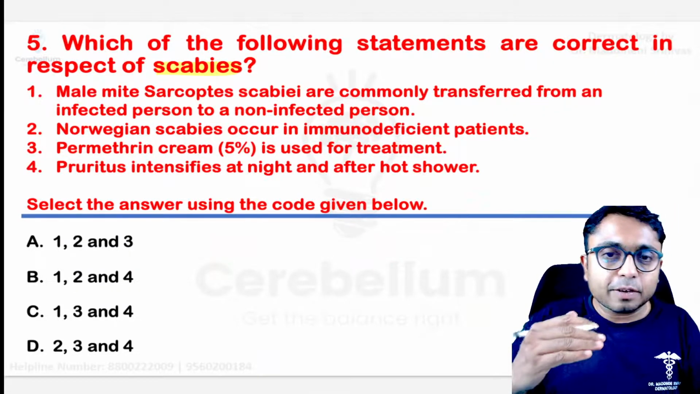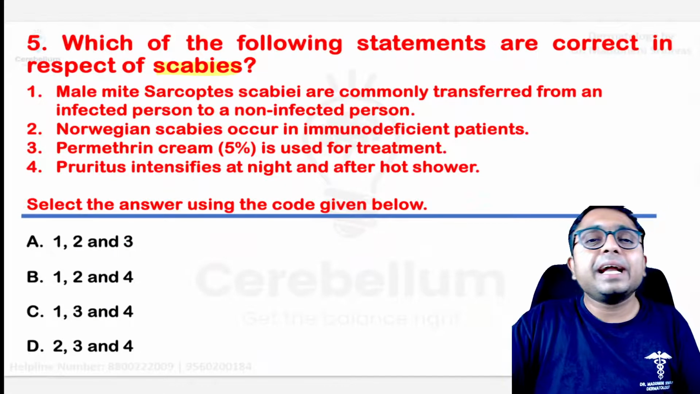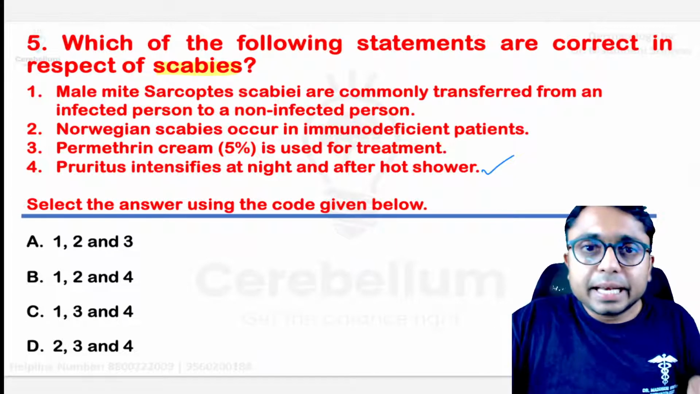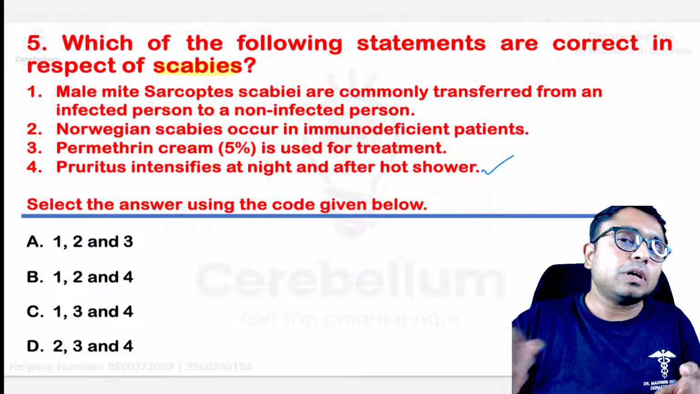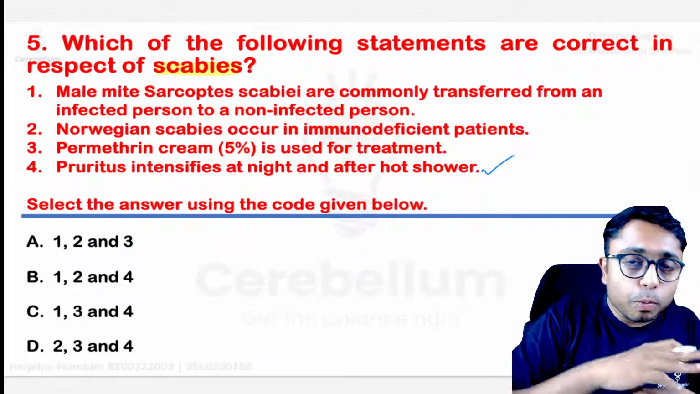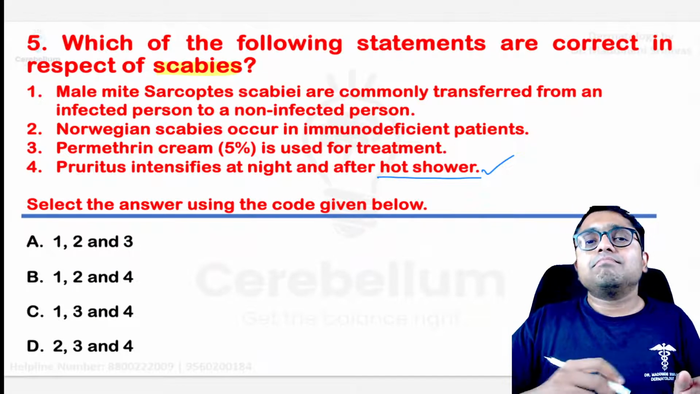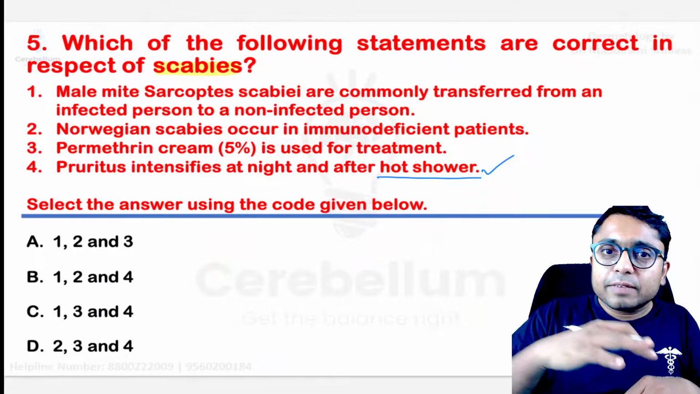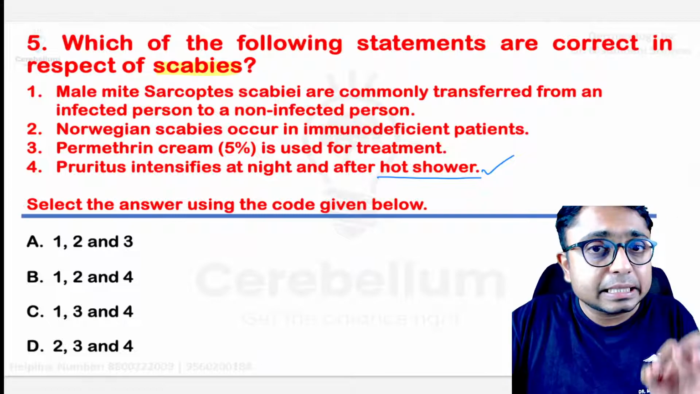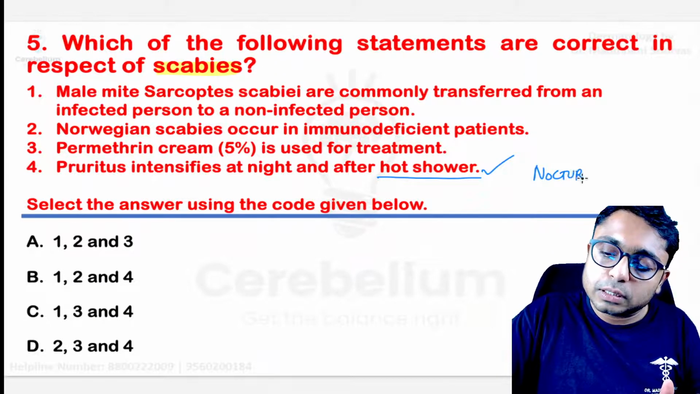Okay, let me start from the fourth statement. Pruritus intensifies at night and after shower. This is absolutely correct. In the night time, why is the pruritus more? Because the female Sarcoptes scabiei hominis mite is going to burrow into the skin. And if there is a hot shower, the mite will not like it, and it will even further move inside the skin. So pruritus will increase, and that is the reason why we call it nocturnal itching in the case of scabies.